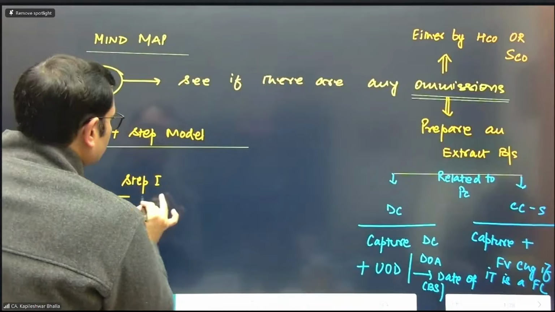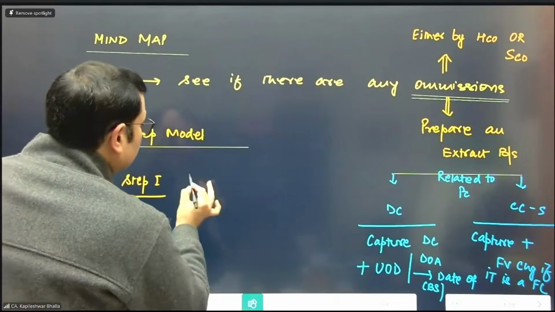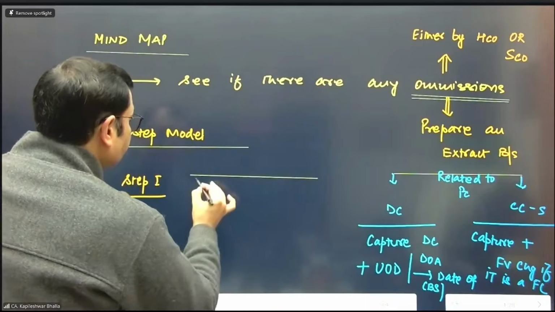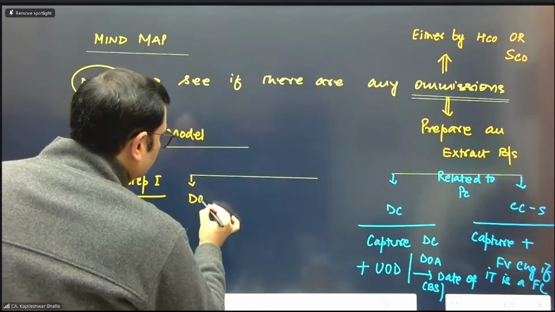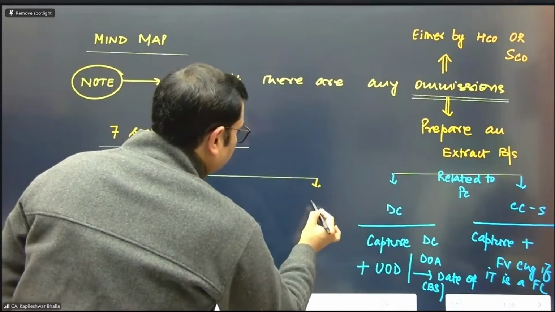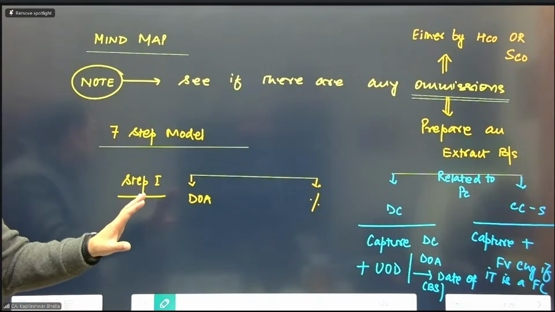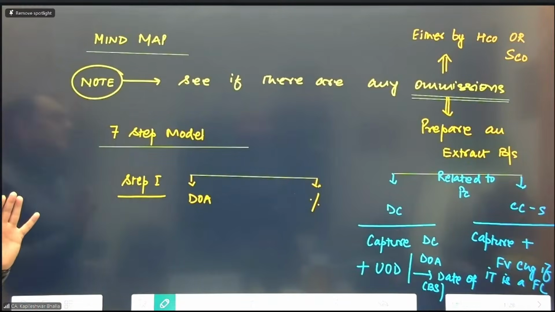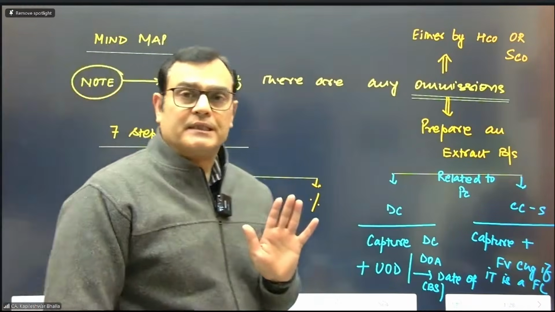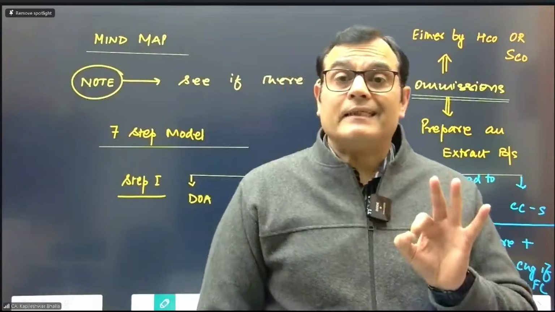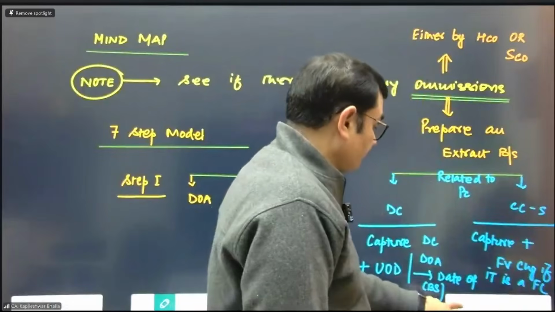As far as step number 1 is concerned, there is nothing technical which you will confront. Step number 1 is simply getting the acquisition date and getting the percentage. So this is not going to be a big deal. When you get the date of acquisition and the percentage, I don't see that any complications would arise. Okay, then comes step number 2.